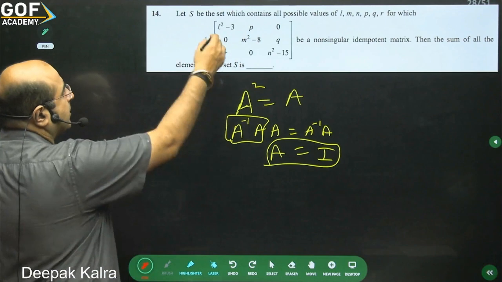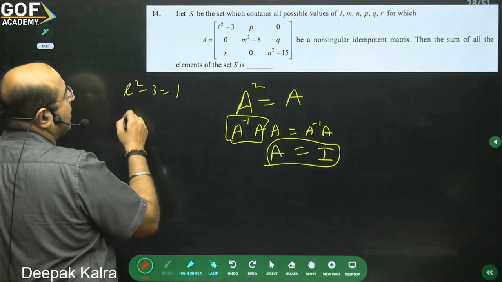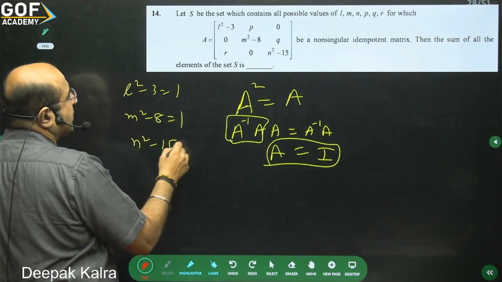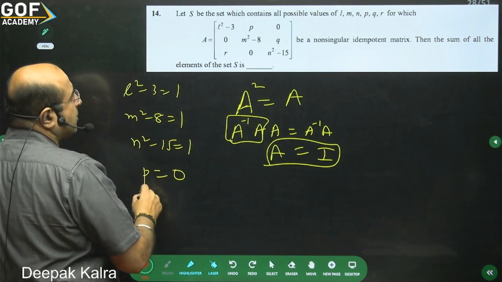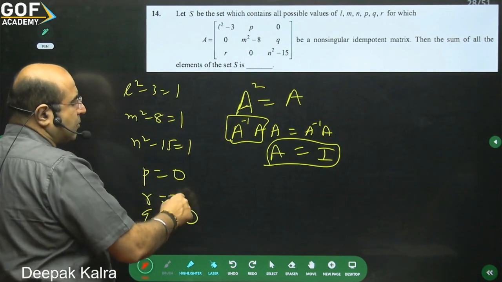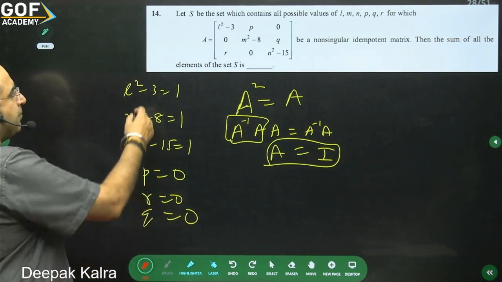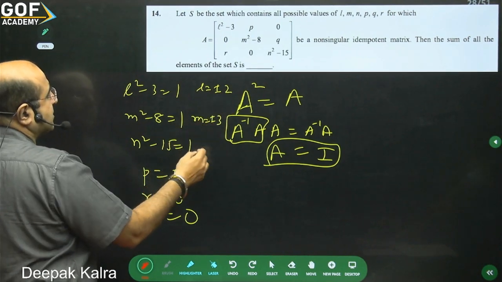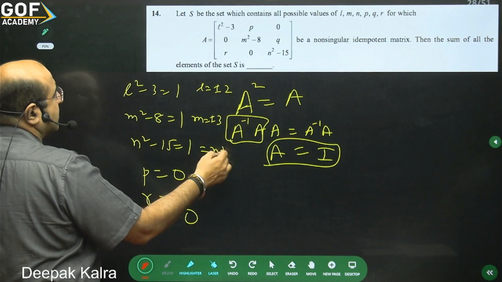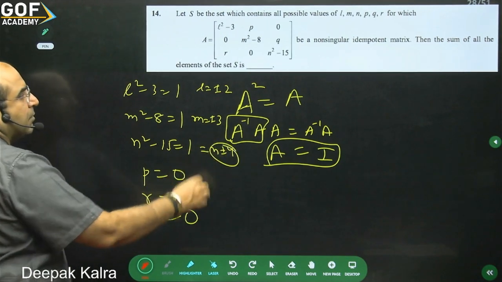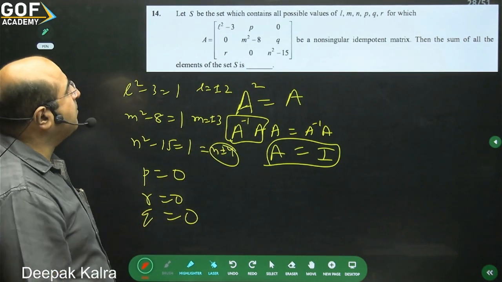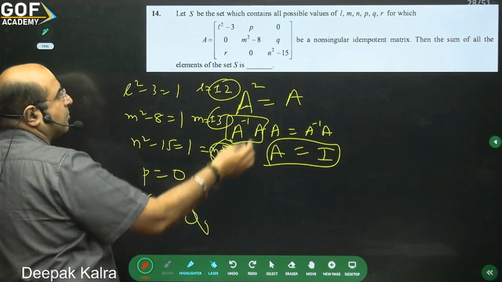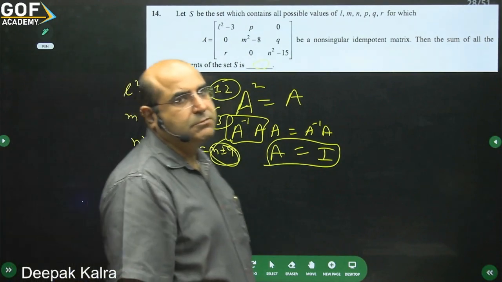So compare it. L square minus 3 should be 1. M square minus 8 should be 1. N square minus 15 should be 1. P should be 0. R should be 0. Q should be 0. From this place, L comes out to be plus minus 2. From this place, M comes out to be plus minus 3. From this place, N comes out to be plus minus 4. What they want, sum of all the elements of this. Possible values are this, 0, 0, 0, 0. Answer is 0. Clear?